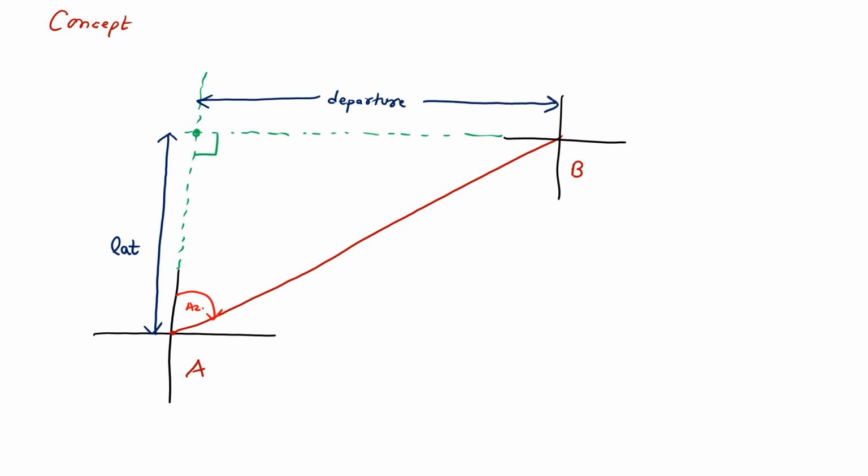So let's say the coordinate of point A is given to you, which is 1000 north and 1000 east, right? So how do we find the coordinate of point B? So let's say that the latitude of this line is plus 50, and let's say the departure is plus 60.